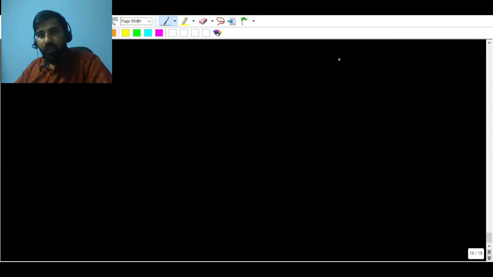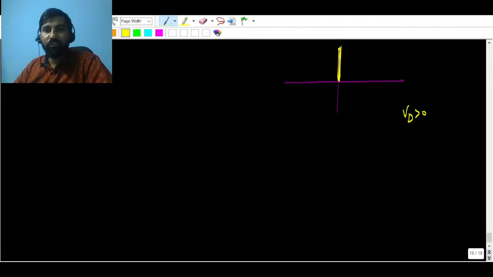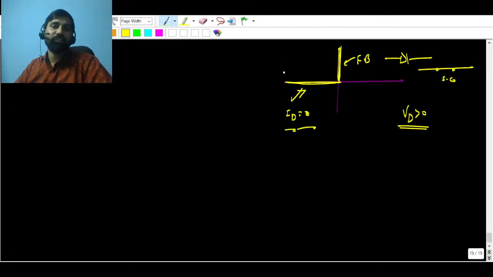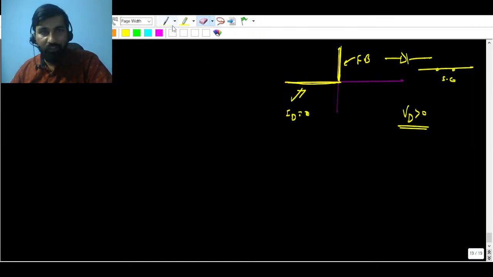We also know that in the case of the ideal characteristic, if the voltage across the diode is greater than 0, the diode is on. This is forward bias, and the diode can be replaced by a short circuit. If the diode is off, it means the voltage is less than 0 or the current ID is 0, and you can replace the diode with an open circuit. These are the two things you have to keep in mind for the ideal diode. Open circuit in this segment.